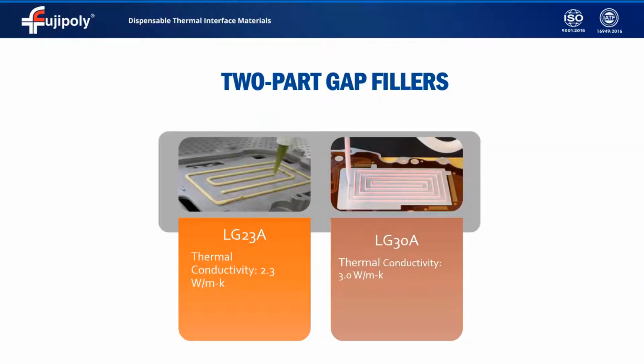Then we have our 2-part gap fillers. So this is basically an RTV, or room temperature vulcanizing system. It's a 1-to-1 mixing ratio. So you'd get these in a dual cartridge type of setup, and they have a conductivity of 2.3 and 3.0 watt per meter Kelvin.